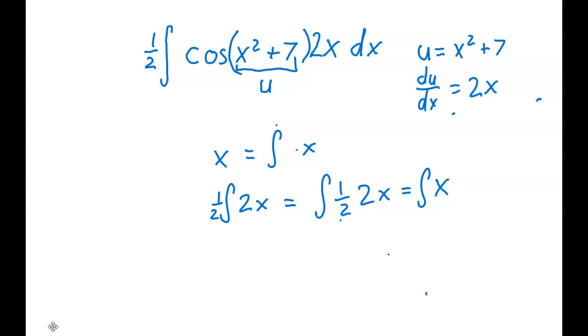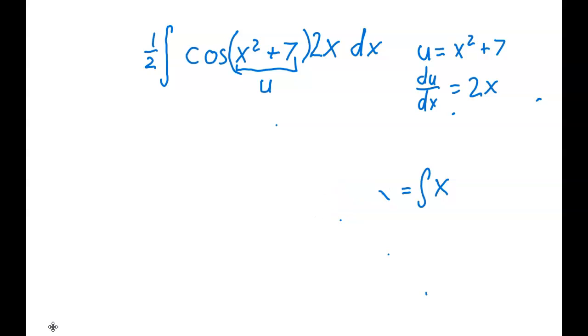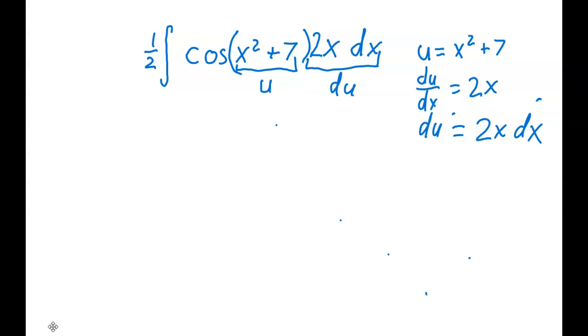So I'm going to clear away some of this stuff here, and then show you how to actually use this U substitution. We realize that u is x squared plus 7. Over here we've decided that du over dx equals 2x, or that du, if we multiply both sides by dx, is equal to 2x times dx. So over here I have the du. And so I end up with 1/2 times the integral of cosine of u times du.